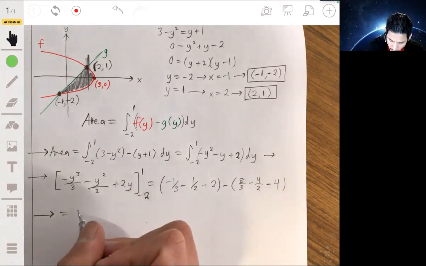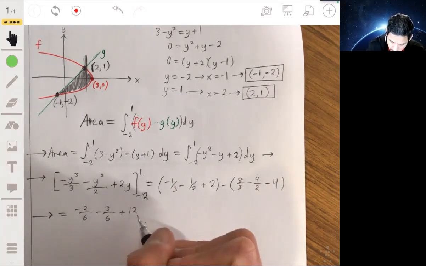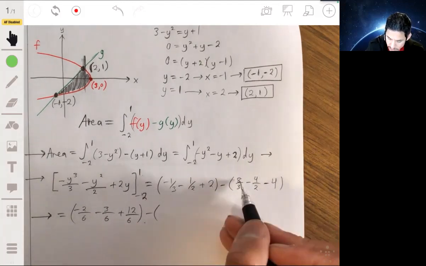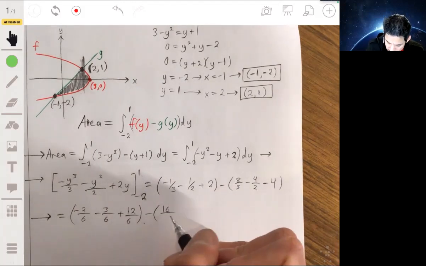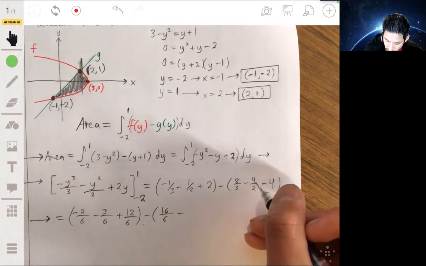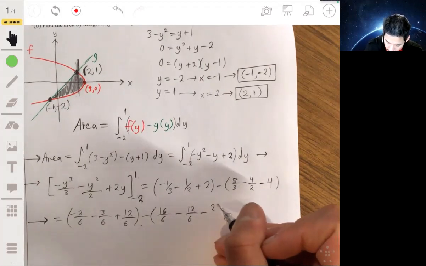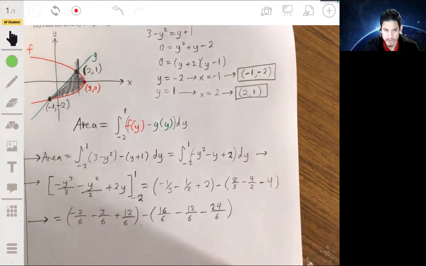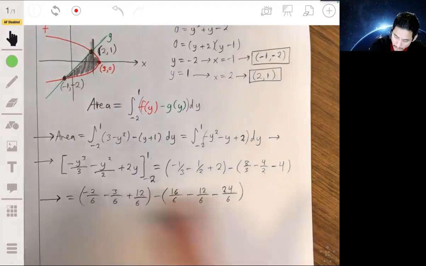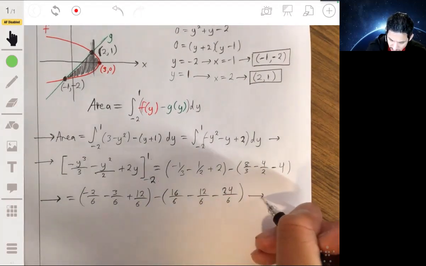Put these all over 6's. -2/6 minus 3/6 plus 12/6, minus 16/6, minus, that's just 2, so that would be 12/6, minus 24/6. I always like to show all my work in these because I get paranoid that I'm going to mess up somehow, and that's annoying, especially on a test. And fractions with denominators of 6 occur a lot for some reason, I've noticed.